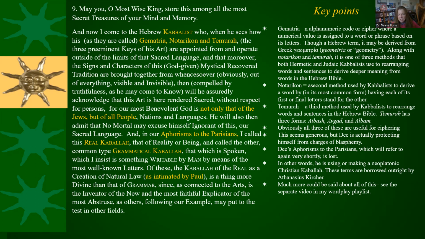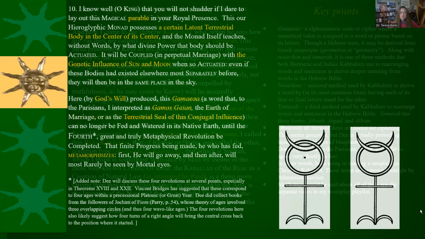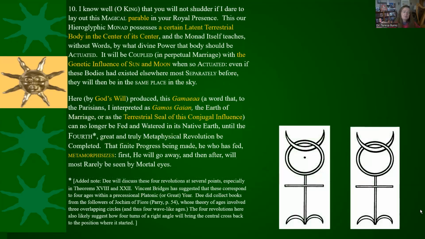Of these, the Kabbalah of the real, the Kabbalah of reality, the Kabbalah of beingness, as a creation of natural law, as intimated by Paul, see the other video, is a thing more divine than that of grammar, since, as connected to the art, it is the inventor of the new and the most faithful explicator of the most abstruse, as others following our example may put to test in other fields. Let's move on to number 10.